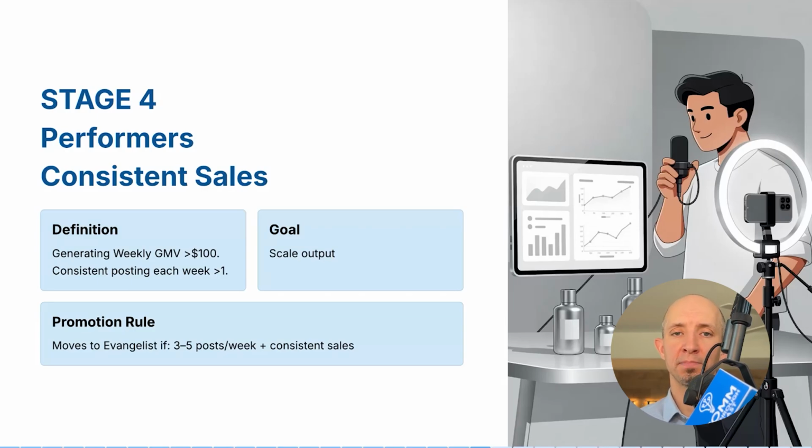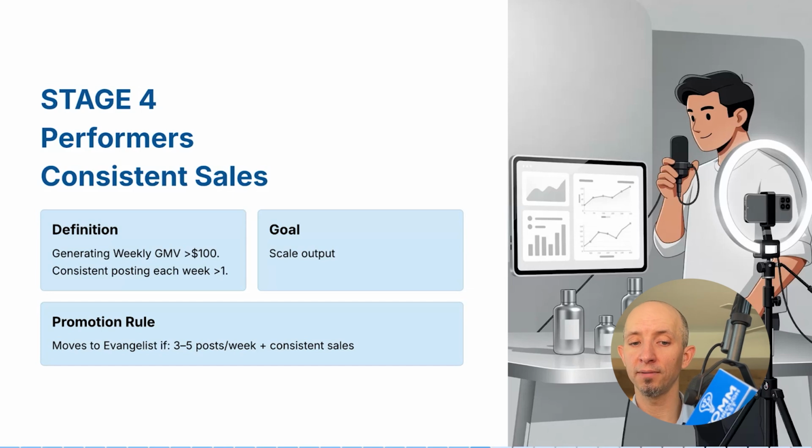So what's going on with these performing creators? Well, they're generating ideally $100 in GMV per week, and they're posting at least once a week for you. So again, they're connected to us, they're engaging with us, they're performing mildly well. Maybe they haven't yet gone viral, and that's okay. The most important thing is they're just engaging with you.